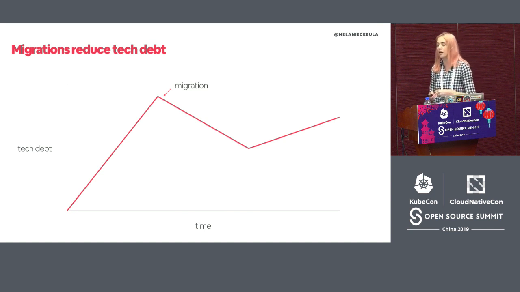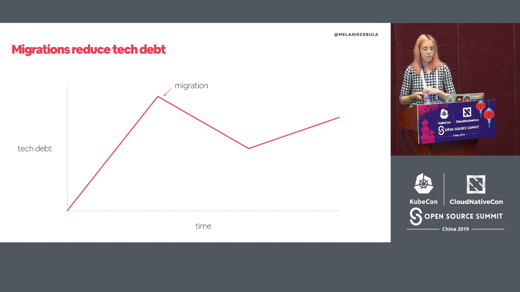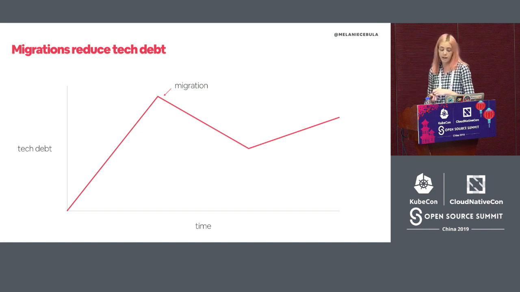Airbnb is 10 years old now, so that's a decade of technology that is really out of date. So you are replacing all of the pieces as you go. And you find that as your company grows, you accumulate a lot of tech debt, and it becomes important to reduce that tech debt to maintain your velocity and your competitive edge. So migrations are a way to reduce this tech debt.